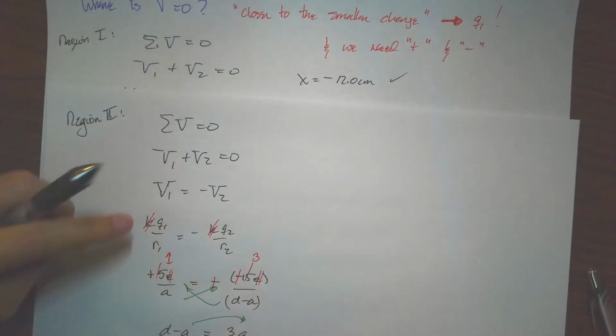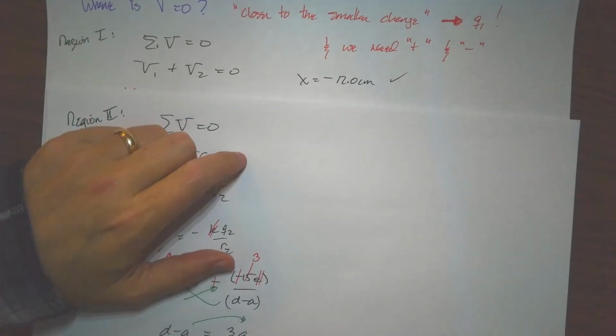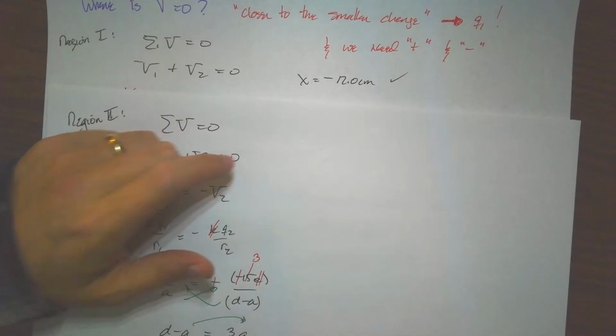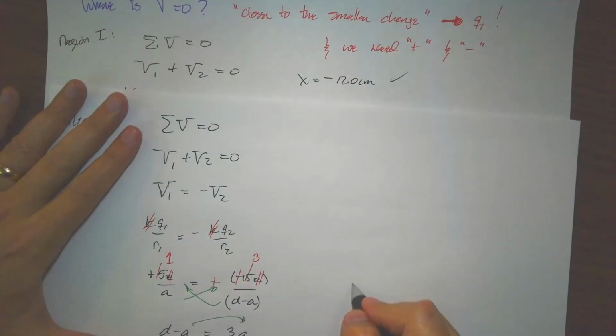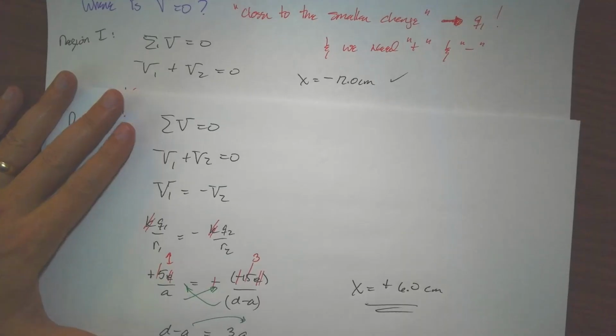Divide both sides by 4. So then A is D on 4. D was 24 centimeters. So this is what, 6? And then my x coordinate will be plus 6 centimeters.